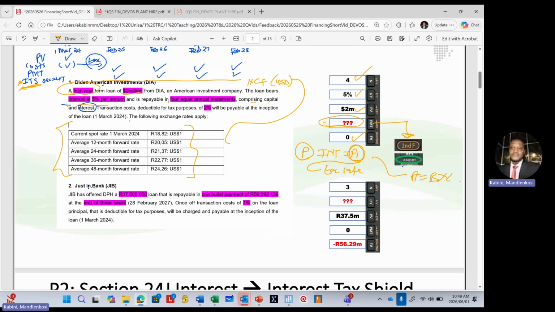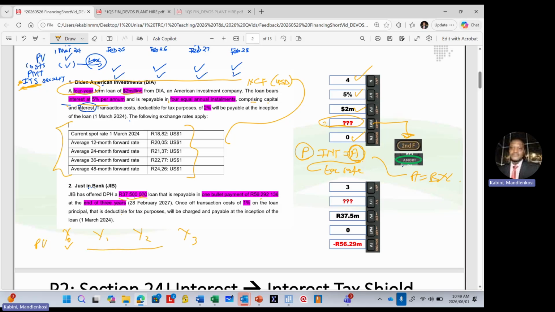Similarly, for the second loan, we start with the timeline. It's over a 3-year period. We identify the cash flows that are applicable. We know we're getting the 37.5 million.